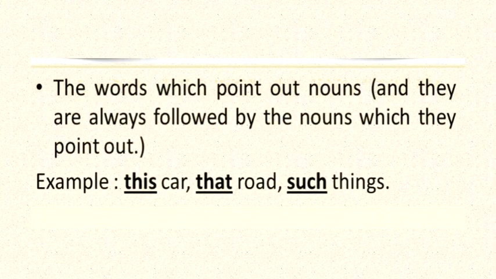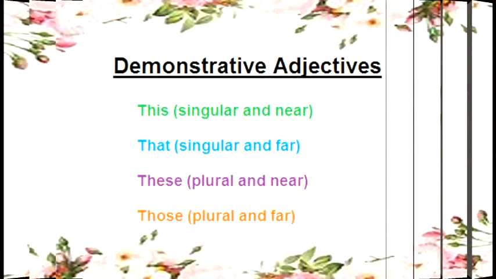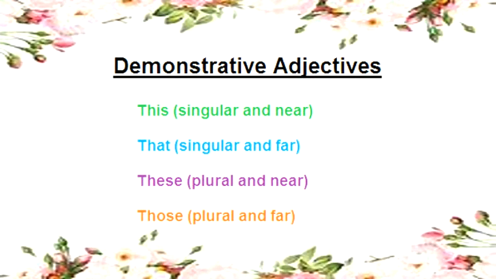Now let us understand what is the difference in all these four words. The words which point out the nouns are always followed by the nouns which they point. I've just shared with you that demonstrative adjectives always point out to a noun and that noun is always written with them. Like this car, that road, such things.